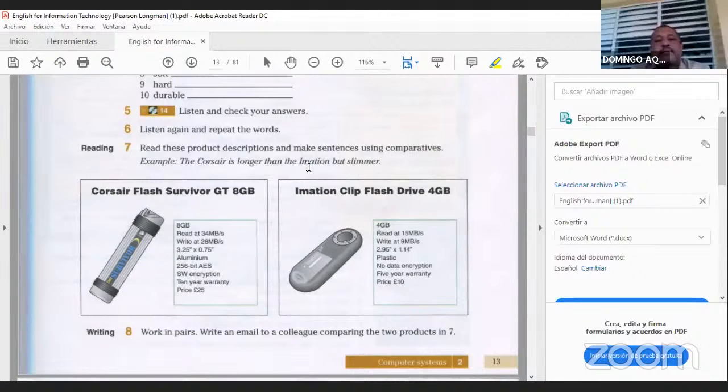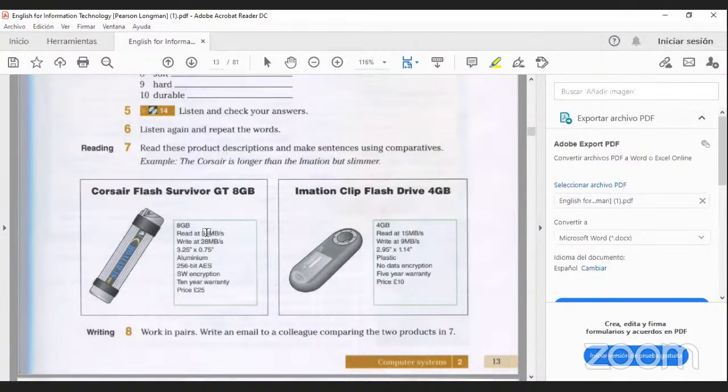It's longer, but slimmer. Okay, you see, Corsair is slimmer and is longer. Slimmer, longer. Now, let's continue. David, could you make a sentence with the second characteristic?